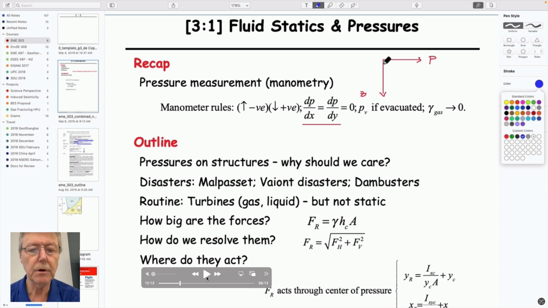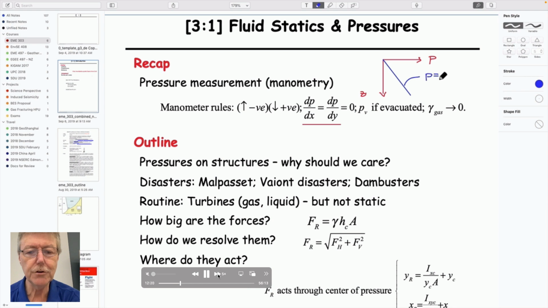How do we solve problems where we look at pressures on structures? And so I'll go through this. You can't do this on YouTube. You can only go through double speed.